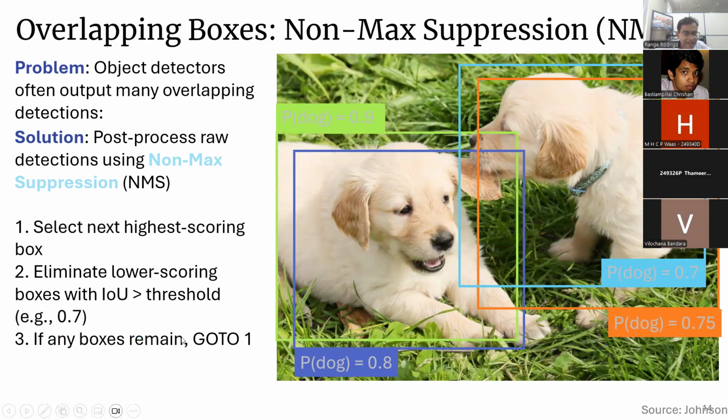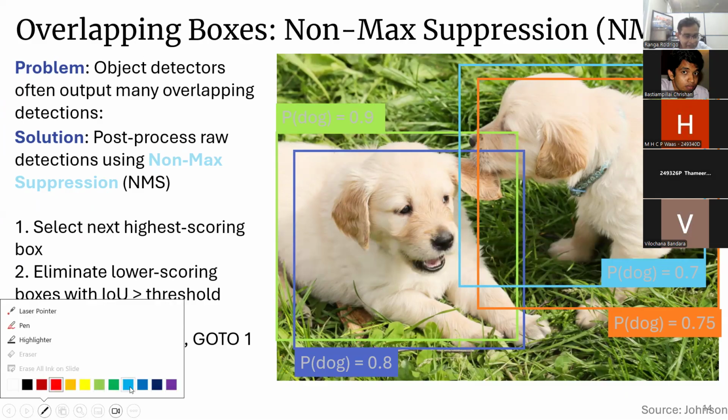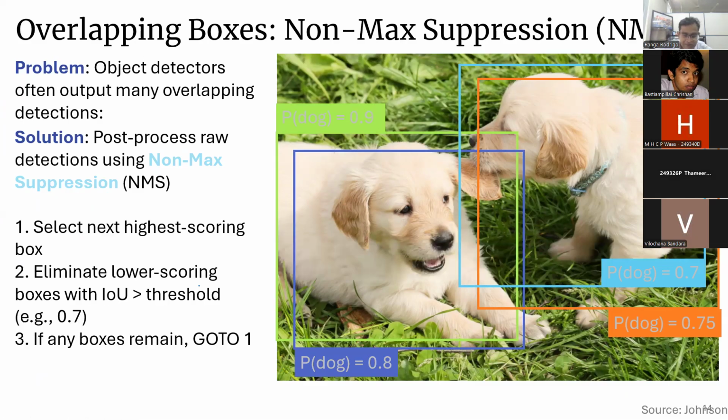Okay. If any boxes remain, go to 1. All right, so let's see how this works. Now take these two boxes.